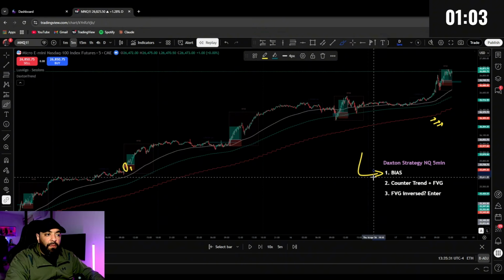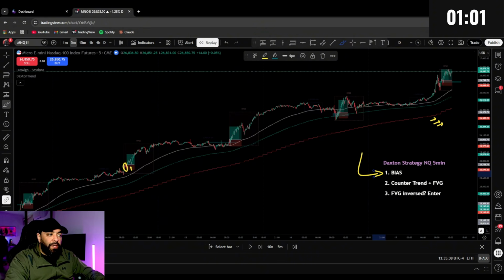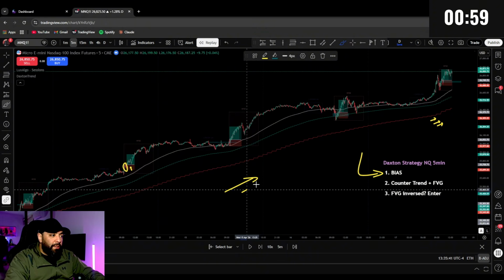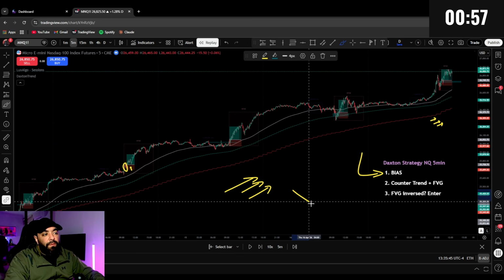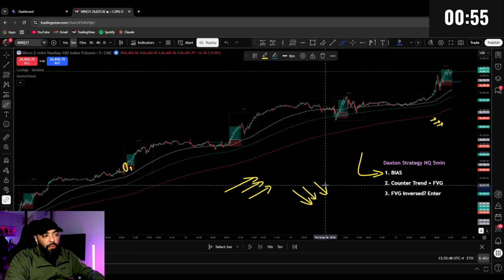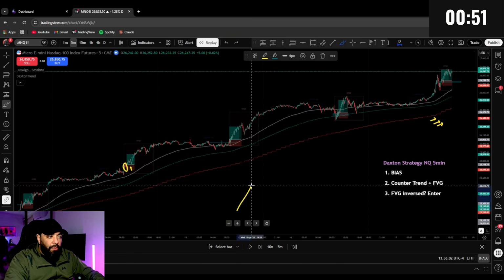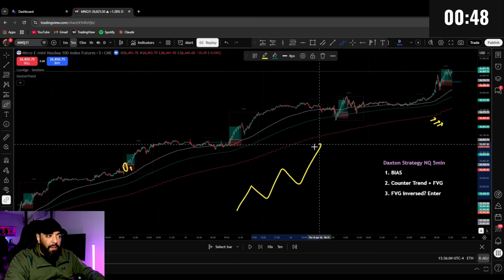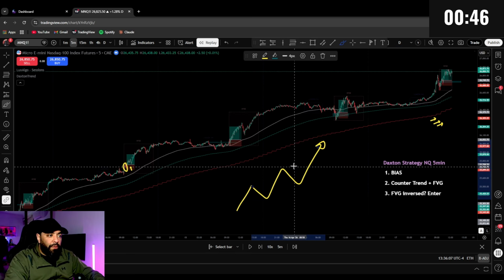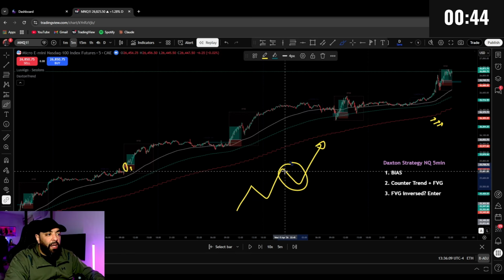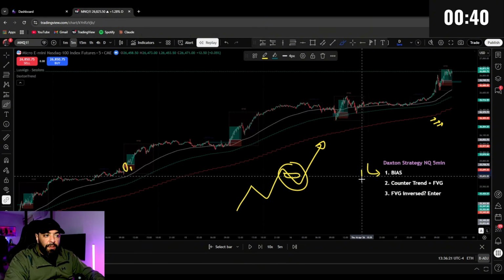Step 1. Every single time you come to the market, you need to define your bias. If these EMAs are pointing up, you go long. If these EMAs are pointing down, you go short. If these EMAs are flat, you don't trade at all. Next, you look for a counter trend. That means if we have a bullish trend, we look for this pullback right here and we look for a fair value gap inside this pullback. Step 1 is done. Step 2 is done.